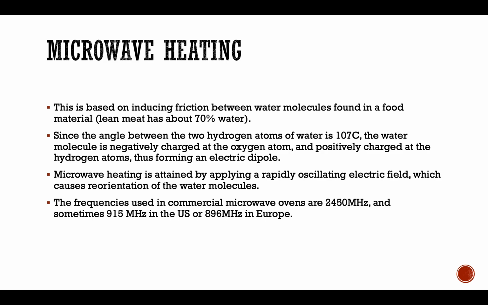Microwave heating is attained by applying a rapidly oscillating electric field, which causes reorientation of the water molecules. The frequencies used in commercial microwaves are about 2,450 megahertz and sometimes 915 megahertz in the US or about 896 megahertz in Europe.